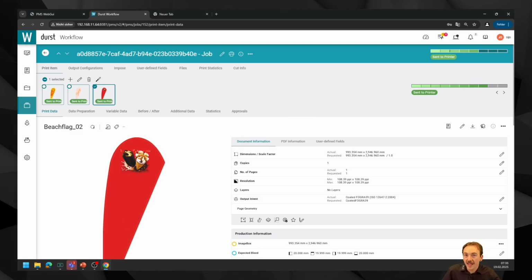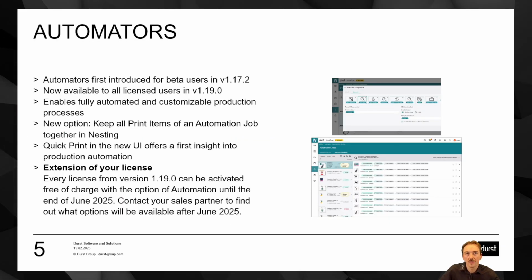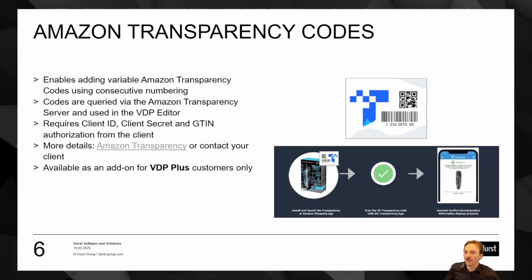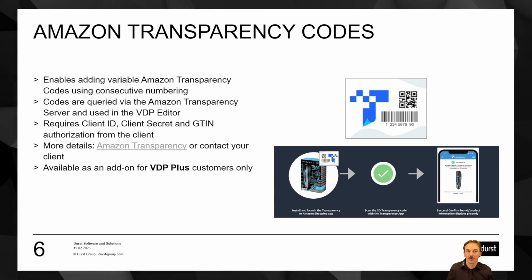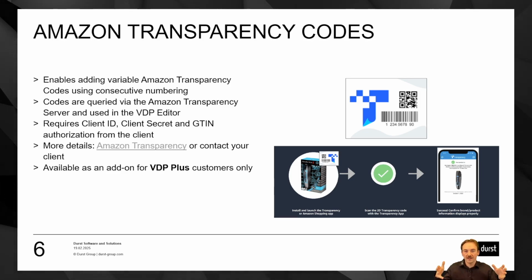Good. Then we jump to the last step of today's webinar, and this is an overview of the Amazon transparency code. So with the latest version 1.19.0, we enabled the possibility to add variable Amazon transparency codes using consecutive numbering. So how is the whole process?